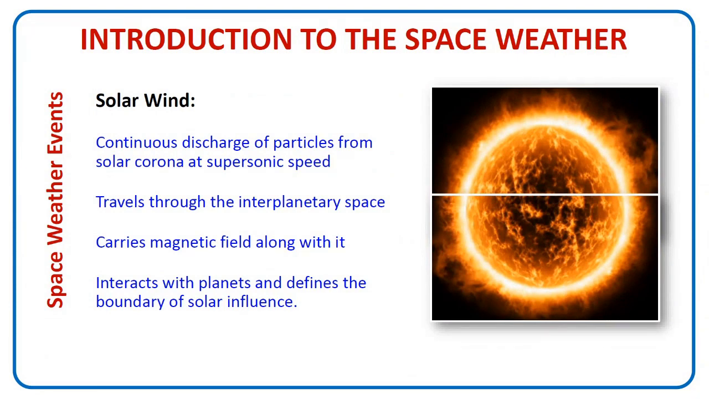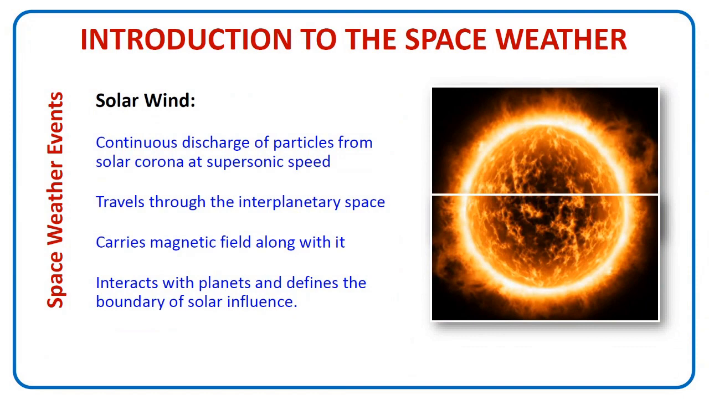Now there is a pressure gradient because the interplanetary space is vacuum. So out of all these three, if there is an imbalance, then the particles come out of the sun and travel through the interplanetary space. So every moment solar particles are coming out from the sun, and this is called the solar wind.